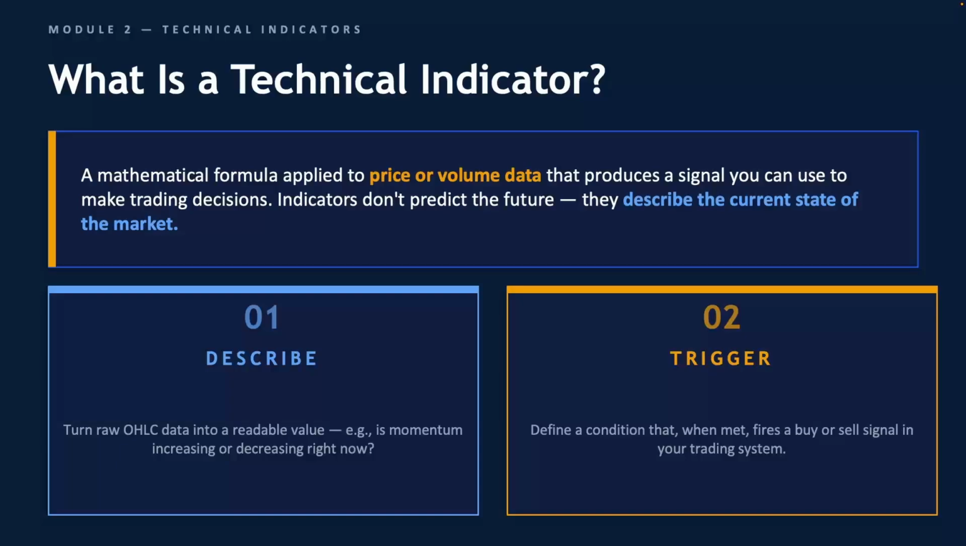The two jobs of a technical indicator are: one, describe, that is, turn raw price data into a readable signal, e.g., is momentum increasing or decreasing. Second, trigger, that is, define a rule that says when this condition is met, take action. Every indicator you will ever use in a quant strategy does one or both of these things. Keep that in mind as we go through each one.